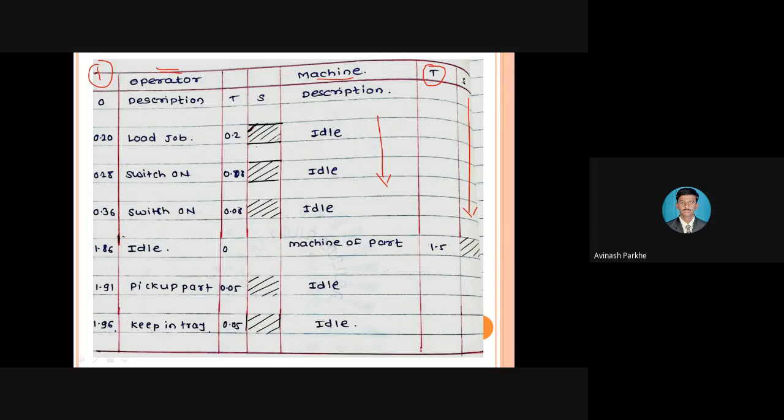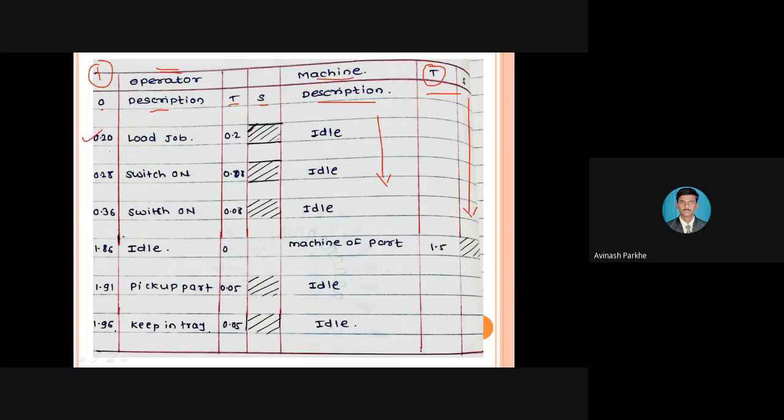So if I start with the first one, a 0 time is there. This is a description. This is the time required. It represents the symbol. Which type of symbol is there? Whether a working symbol is there or whether an idle symbol is there. The next is the description of the machine, then the time required for the machine, and again the last column is the symbol.